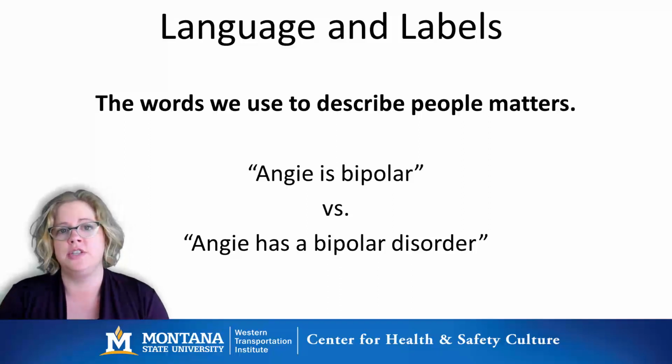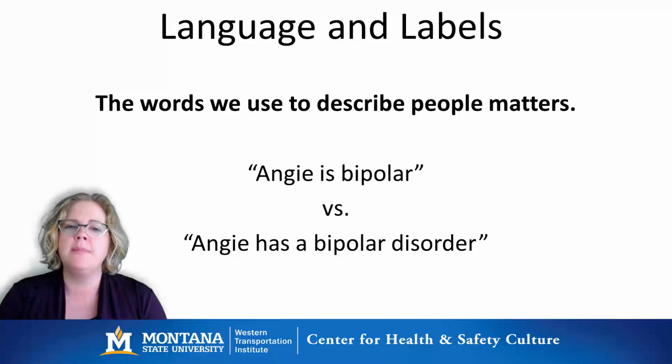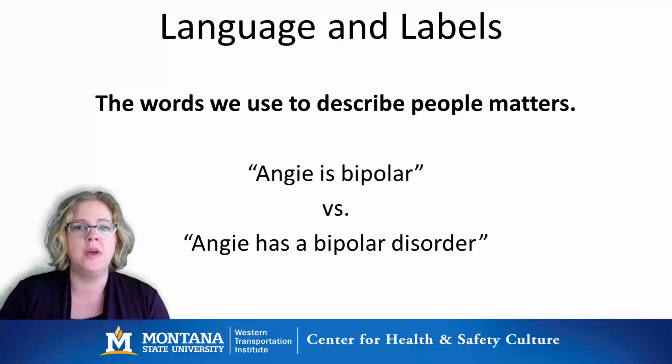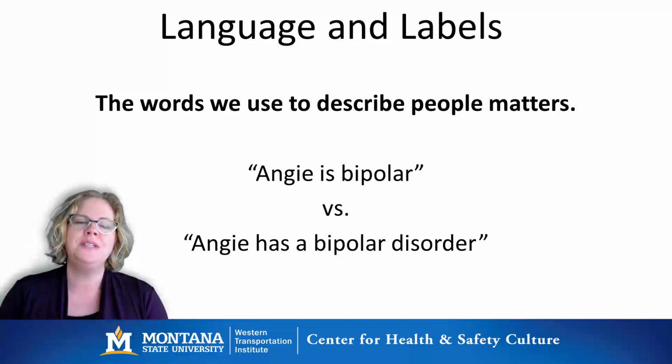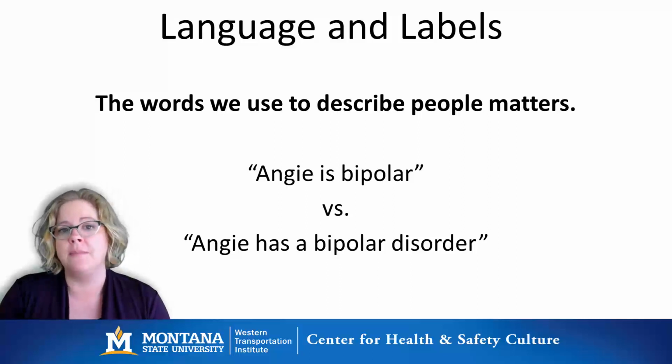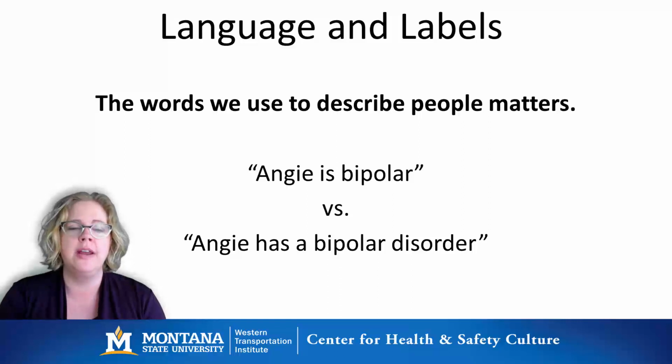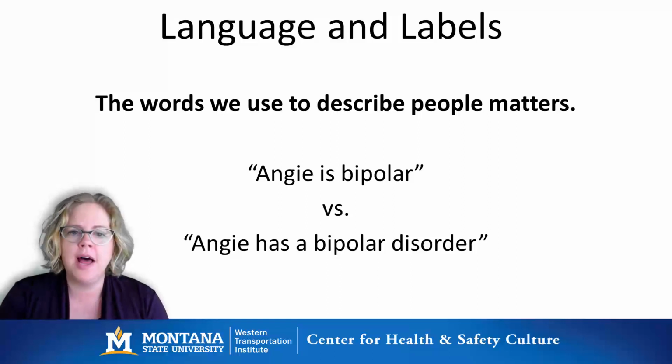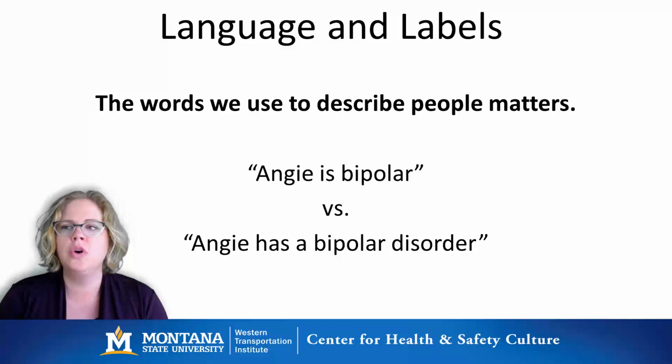Another example illustrating the caution that we need to take with labels includes how we talk about a person with a substance use disorder. Saying a person with a substance use disorder puts the person first and suggests that a person has a problem that can be addressed. In contrast, calling someone a drug addict implies that the person is the problem. Words are powerful.